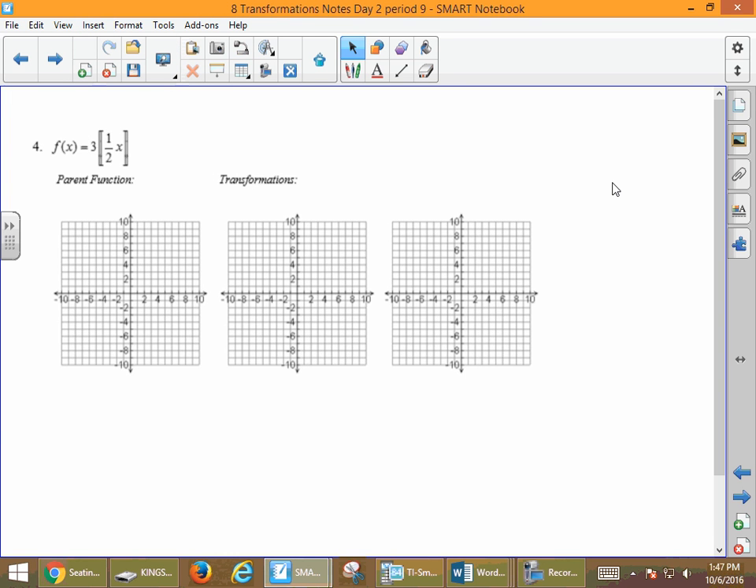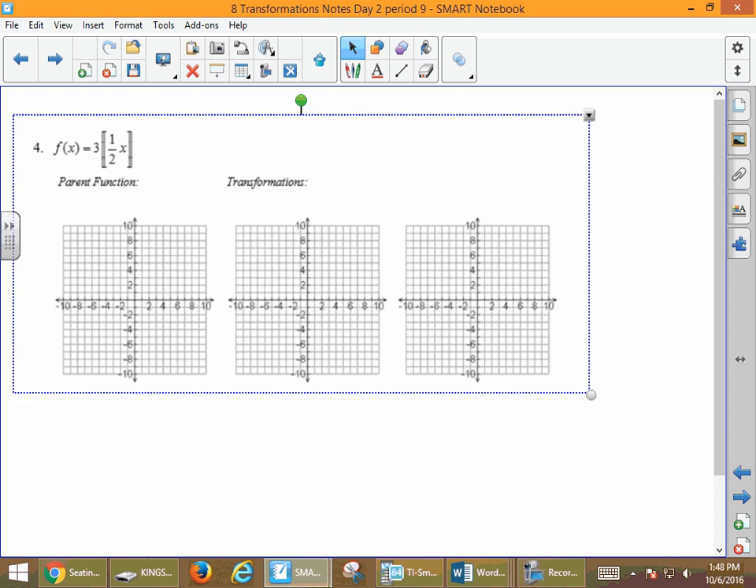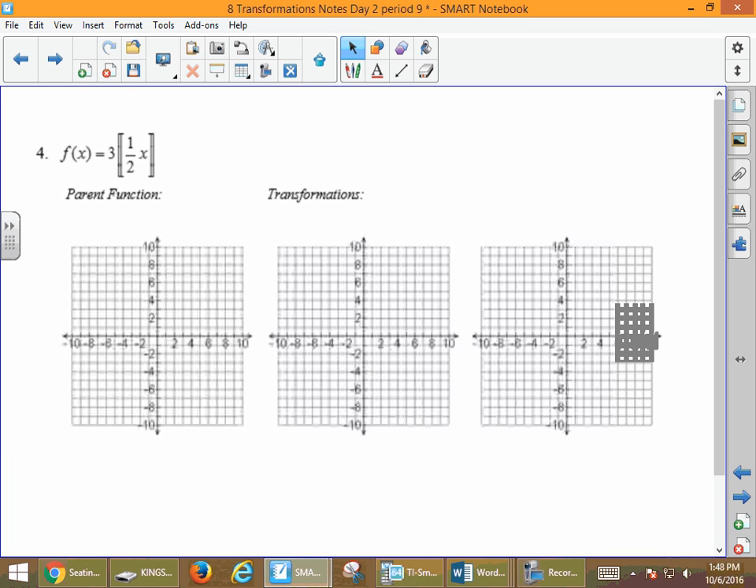So this is our graphing with the transformation rules notes, the back side of the notes. And what we're looking at is graphing functions without a calculator using our transformation rules. We need to be able to identify the parent function to start. And once we identify the parent function, then we're going to apply our transformations to it.